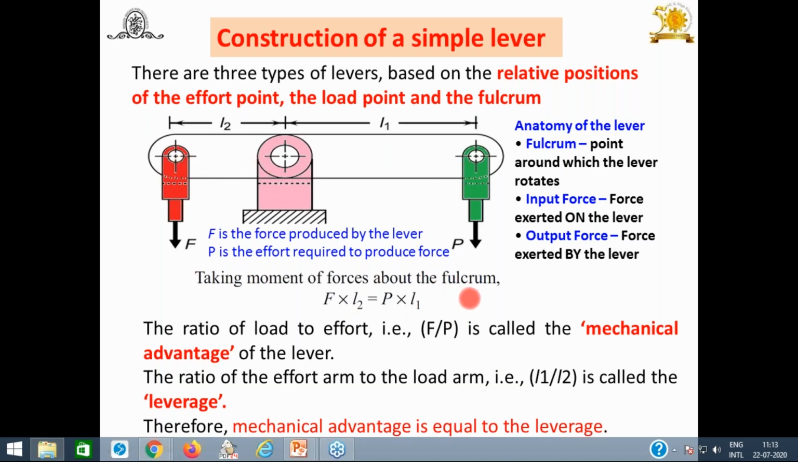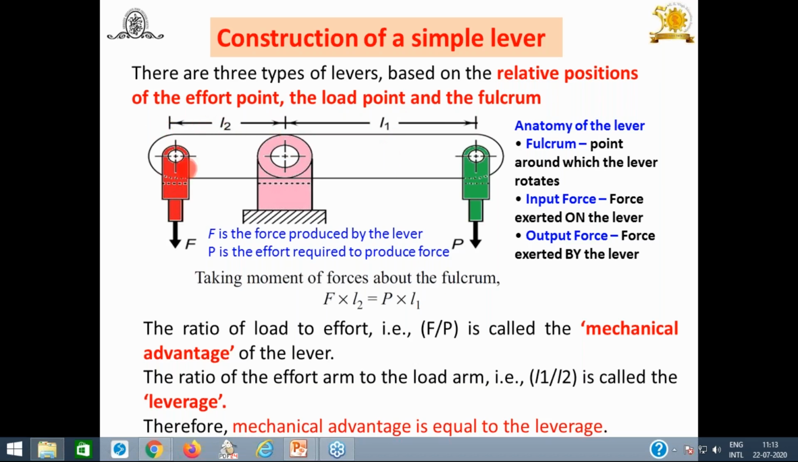Again, there are two terms: the effort arm and the load arm. So what do you mean by effort arm? Here P is the effort. The distance of this effort from the pivot is measured. While measuring it, what you have to consider is the force P. Look at this distance, which is measured perpendicular to this force P from the pivot. So you can say this is L1. The L1 is the effort arm, or effort arm length.